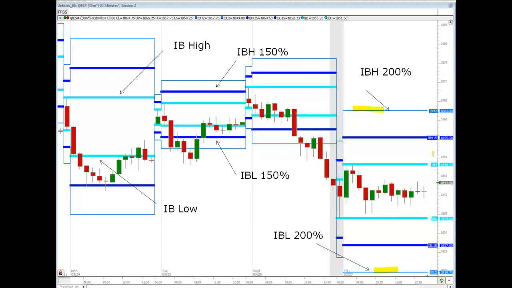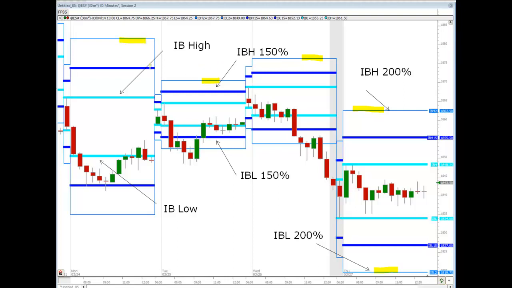On the left side of the chart next to the scale, you will actually have them labeled. You can see IBH 150 here, IBH 200, IBL and IBH, initial balance low, initial balance high, and again the 150 and the 200. So should you ever forget, if you look to the right side next to the scale, it'll identify for you exactly what that line represents. And it's the same thing for each of the days. So naturally, this is a 200%, this is a 200%, 200%.